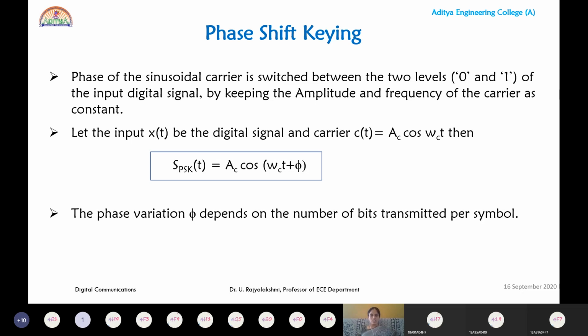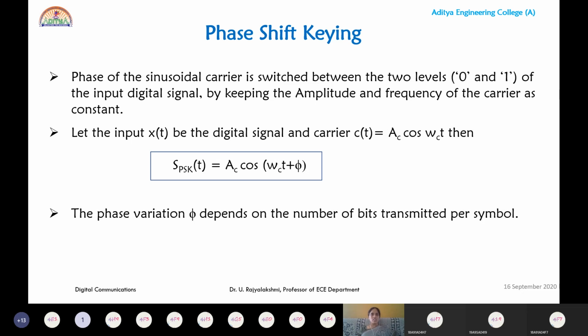But in the case of binary phase shift keying, which is the simple form, we will have only one bit transmitted per symbol. So we will have only two phase variations, because M is equal to 2 power n. If n is equal to 1, then M is 2 power 1, so 2 variations will be there. Dividing the total 360 degrees into 2 angles, no phase variation is 0 or 360 degrees, and phase variation is 180 degrees.